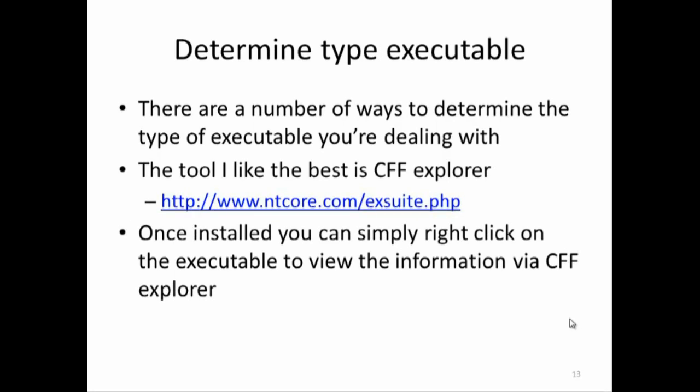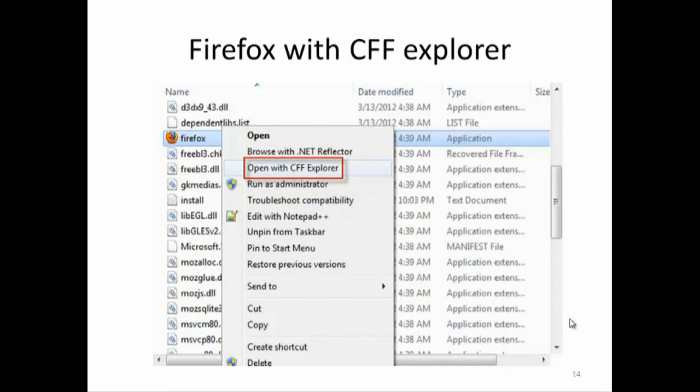Now, the first thing you'll need to do is determine if it's a .NET application or if it's something else. There are a number of ways to do that. The tool I think that is hands down the best is one called CFF Explorer. So you install it on your Windows machine and get it up and running, and then all you have to do is use the right-click context menu. So right-click on an executable, and you can pull up information about it. Here I'll just show you an example. So I right-clicked on Firefox and said, hey, open with CFF Explorer.